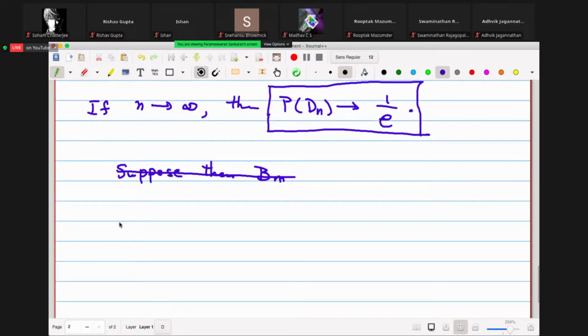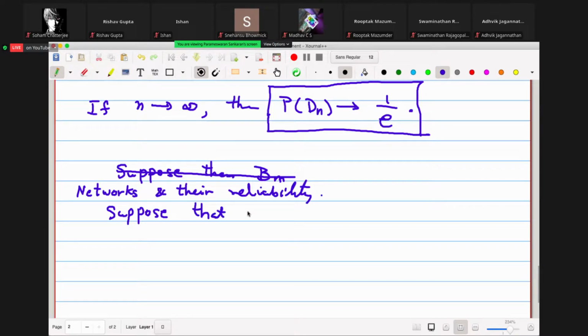So one other situation where this type of concept becomes relevant is the following. This is called networks and their reliability. So suppose that you have a graph, G is a graph. That means you have a vertex set and an edge set. And we consider only simple graphs.